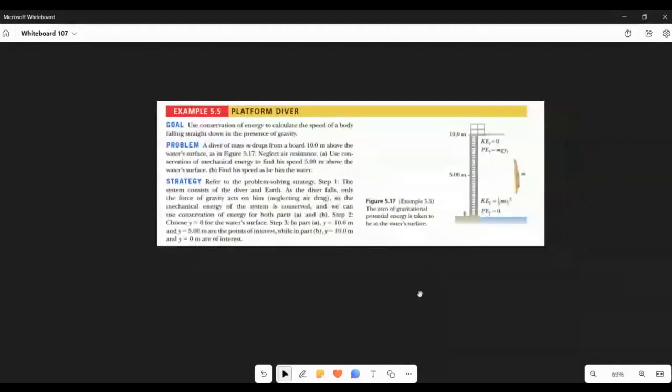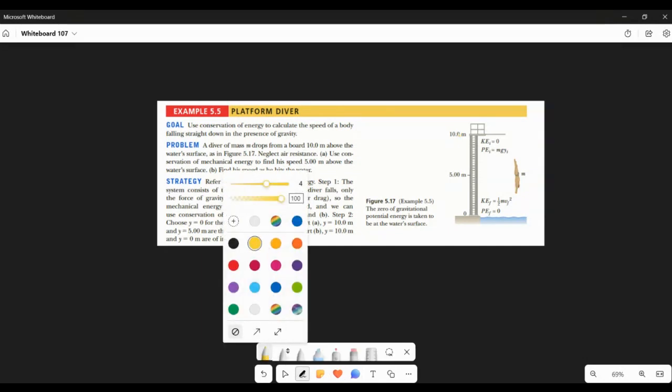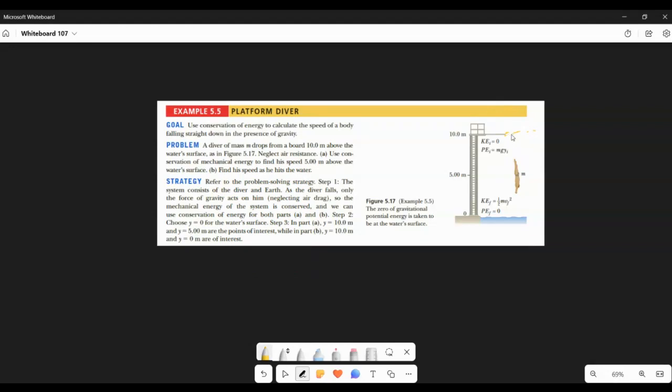So obviously we set the initial part at 0. That's always the obvious step to do. We can set y final at 0, where he's going to fall down to, at the water surface. And obviously, because we're going from here, y initial will be 10 over here. Okay, so y is 10.